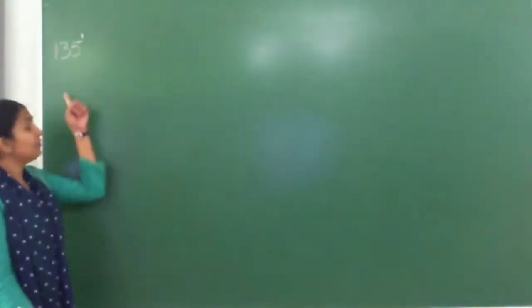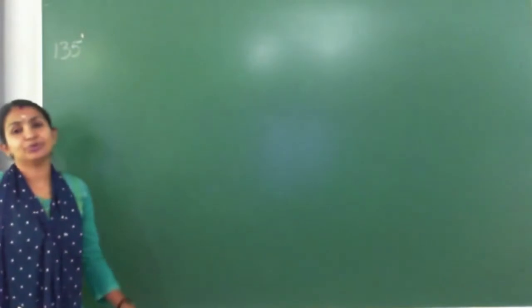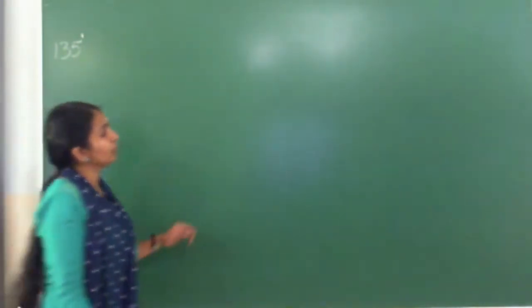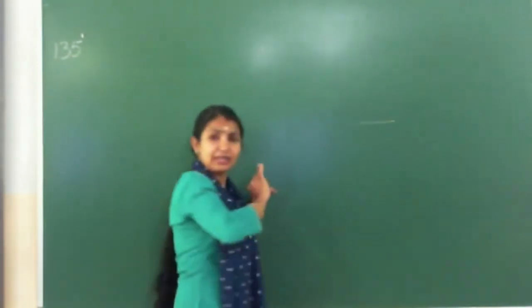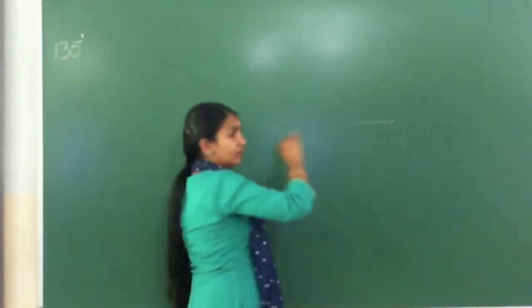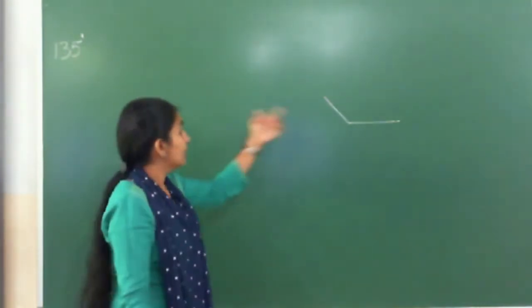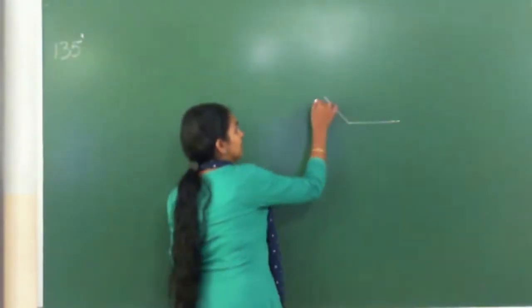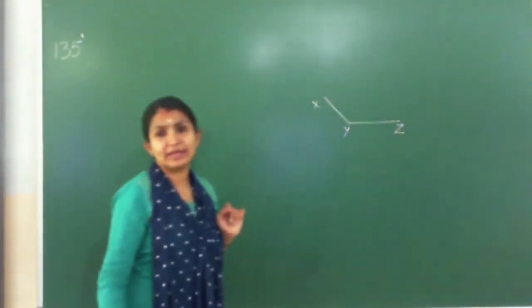Good morning. When we are drawing 135 degree, first we told that we should draw a rough figure. So when we are drawing a rough figure, definitely it will be more than 90, right? So it is somewhat like this. So we can name it. It's up to you, you can name it. I am just marking it as X, Y, Z.